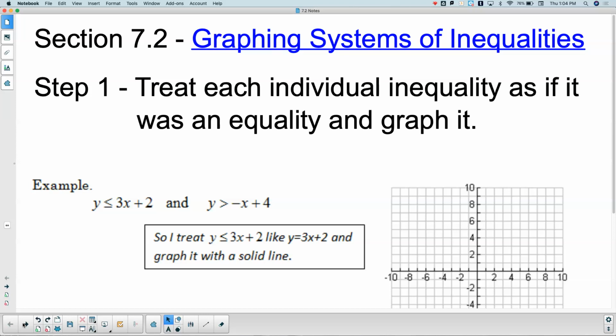Okay? We also have two different kinds of lines. If it's greater than or equal to, less than or equal to, those are solid lines. Greater than, less than, those are dashed lines. Okay, so lots of things to remember. We did these back in first semester. We did them in unit 2 back in first semester when we were graphing things.